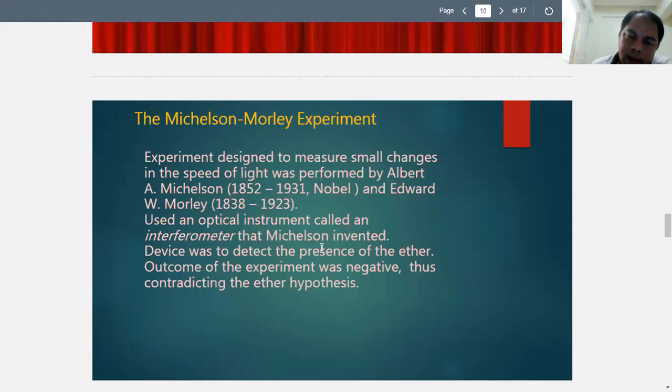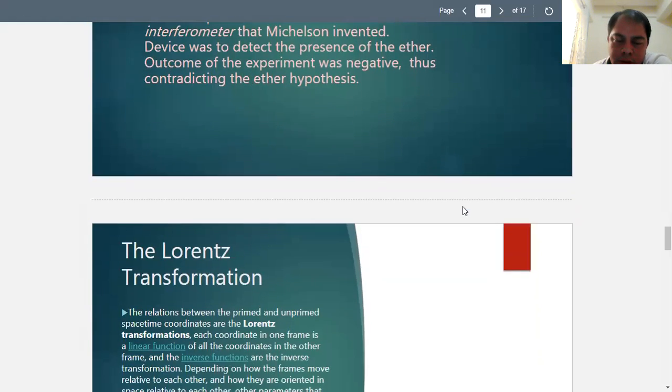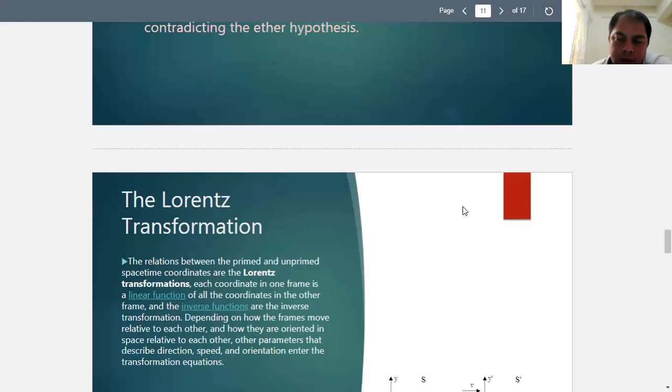So they were able to discover that the hypothesis of the presence of ether is not actually there. This experiment involves a lot of beams of light and some mirrors and some prisms, and that's how they produce the images there through reflections and those principles of the behavior of light.